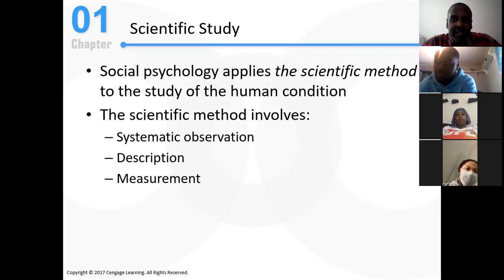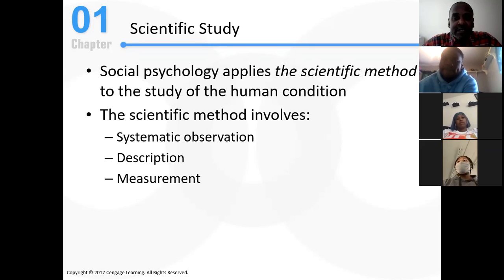Description, again, is being very specific with what you see. And then measurement oftentimes involves some type of numbers. So a measure of your health might be your weight, your blood pressure, your heart rate, things of that nature.